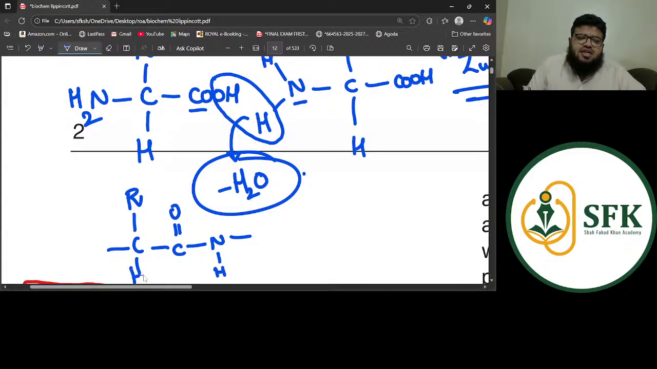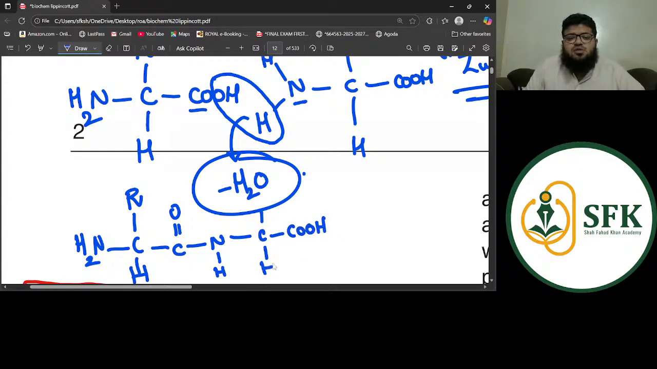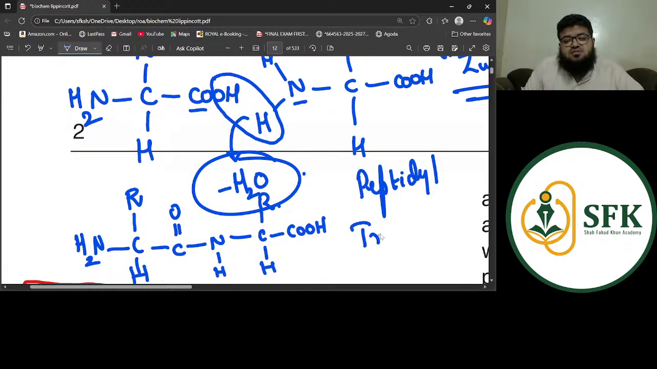This reaction is catalyzed by a very special enzyme. You know that every single biochemical reaction in the body is catalyzed by a particular enzyme, right? So this reaction is catalyzed by an enzyme which is known as peptidyl transferase.